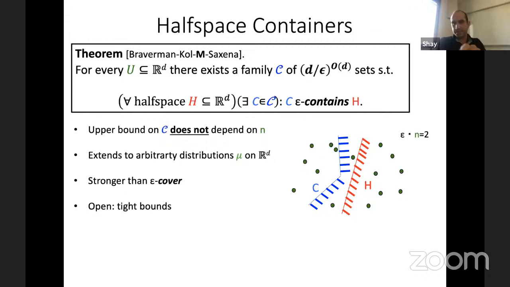We will pick d over, or in the plane it will be 1 over epsilon to the 4, such sets that are unions of two half planes. Thank you. Okay.